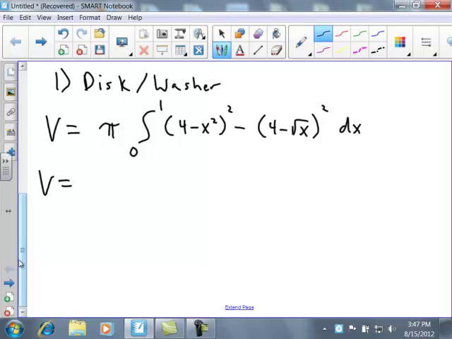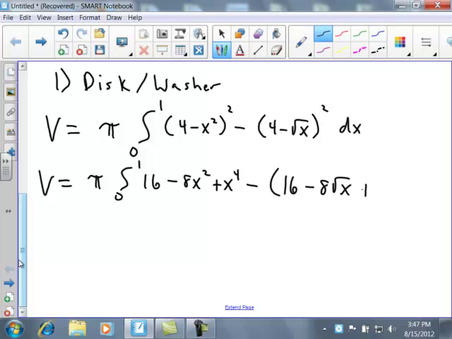You could plug this into your calculator and get a decimal approximation, but we can integrate this. It just takes a few minutes to work this out. So this is going to be pi times the integral from 0 to 1. If I take 4 minus x squared and I square it, I'm going to get 16 minus 8x squared plus x to the fourth. Minus, take 4 minus the square root of x and square that. That's going to be 16 minus 8 times the square root of x plus x, all that dx.